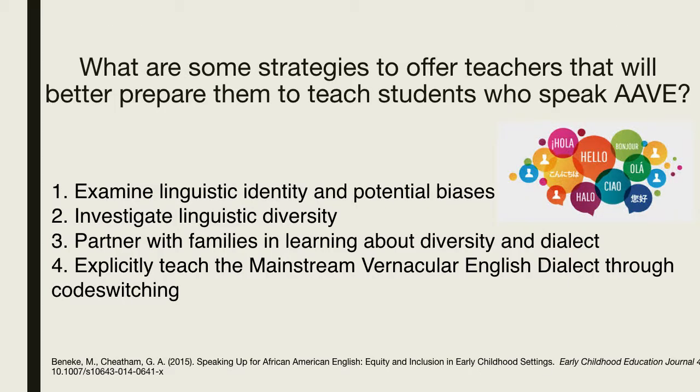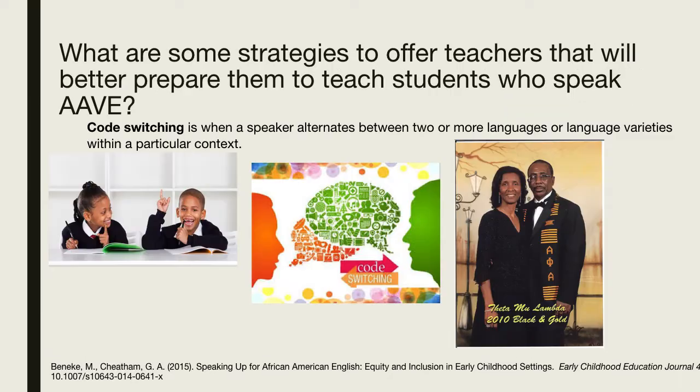In addition to creating culturally responsive classrooms, Beneke and Cheatham urged in 2015 that in order to promote equity and inclusiveness in early childhood settings amongst AAVE speakers, we must examine linguistic identity and potential biases, investigate linguistic diversity, partner with families in learning about diversity in dialect, and explicitly teach AAVE speakers the mainstream dialect through code switching.